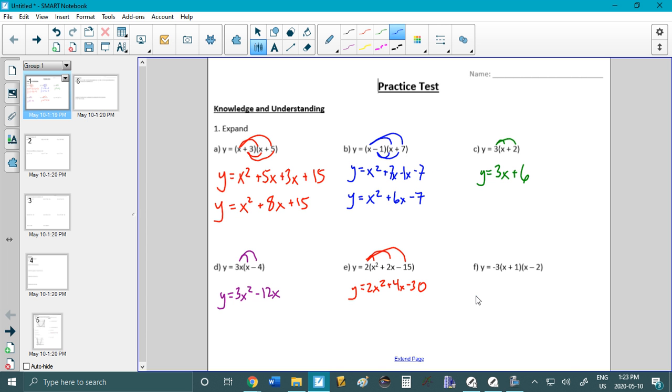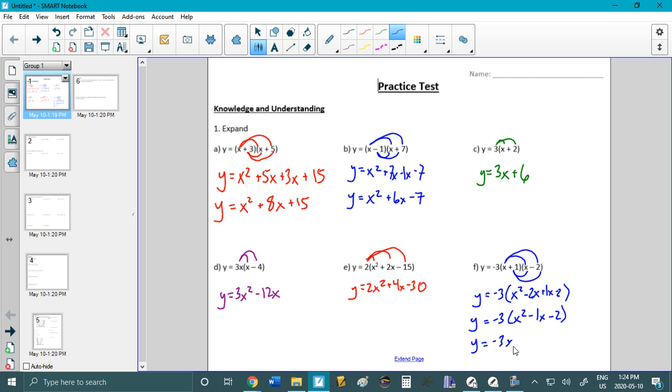And finally, we have a hard one. So for this one, what I do is I leave the negative 3 out front, and I multiply through the brackets. So I FOIL the brackets first. So x squared minus 2x plus 1x and minus 2. Then I collect my like terms in the brackets. So negative 2x plus 1x is minus 1x, and then minus 2.